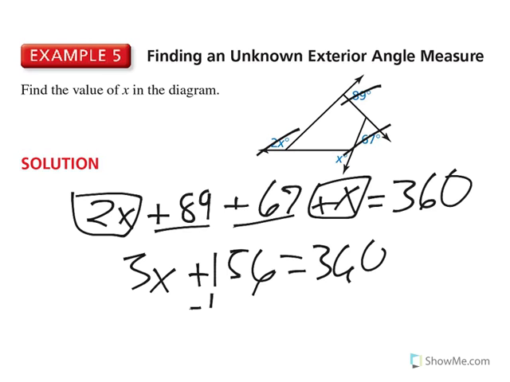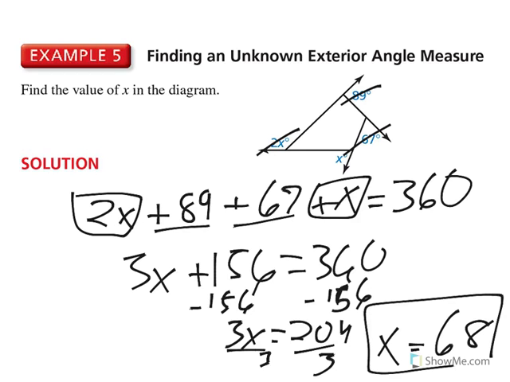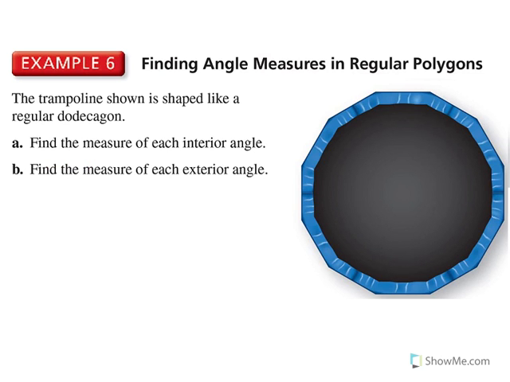So to keep solving, I subtract 156 from both sides. So I get 3x is equal to 204, divided by 3 on both sides. So I get x is equal to 68. That's all it asks for, so that would be my answer.